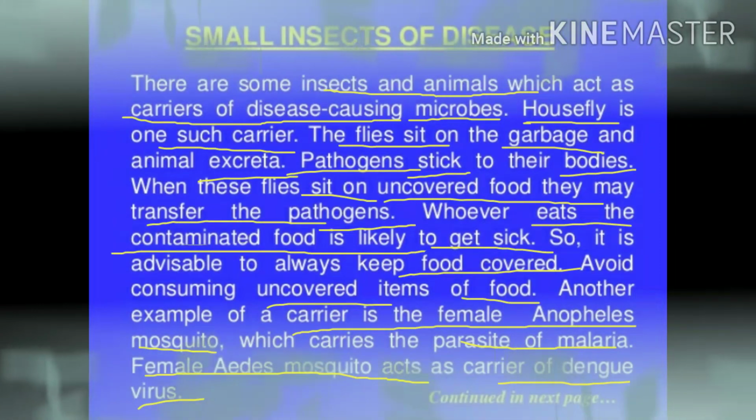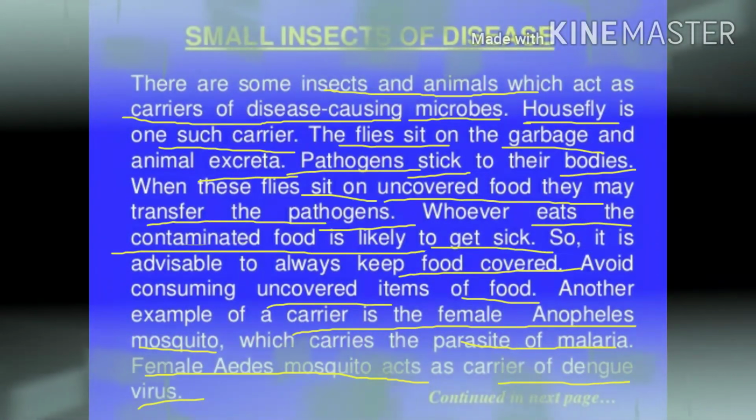Next disease carrier is the Anopheles mosquito, which carries the parasite of malaria. Here, the mouth part of the Anopheles mosquito carries the parasite of malaria. The parasite of malaria is nothing but Plasmodium vivax. Next disease carrier is the female Aedes mosquito, which acts as carrier of dengue virus. The dengue virus is carried by the female Aedes mosquito.